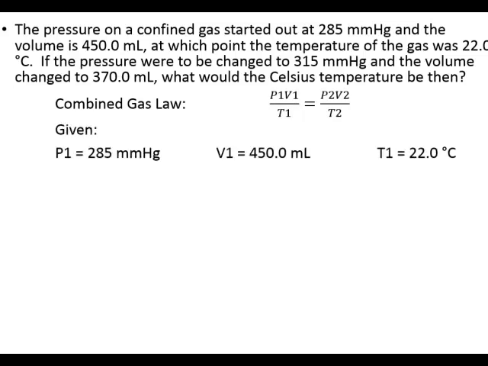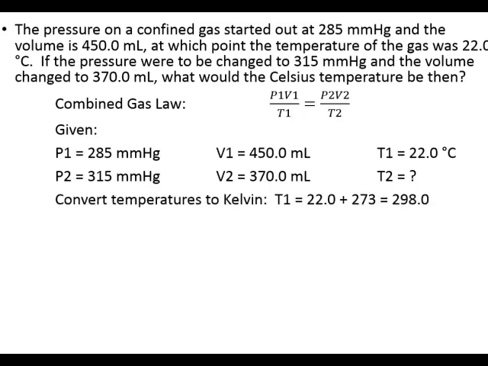So I pull out my givens. Here's my initial pressure, my initial volume, and my initial temperature. And here's my final pressure, my final volume, and the final temperature that I'm solving for. Before I can do anything, I have to convert that initial temperature to degrees Kelvin. I add that 273, I substitute in all my givens, and here's what I get from my combined gas law.